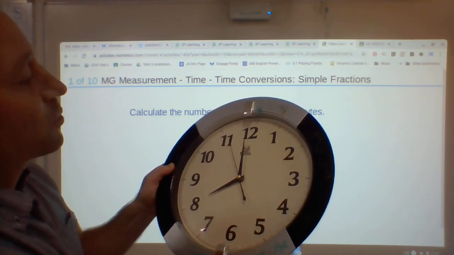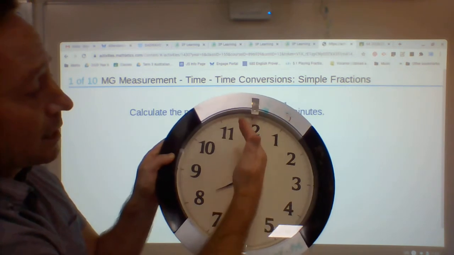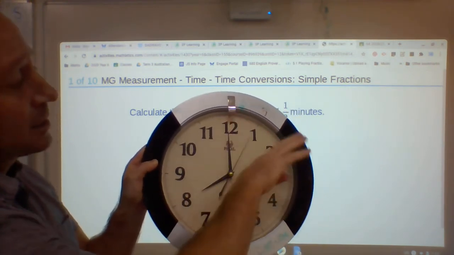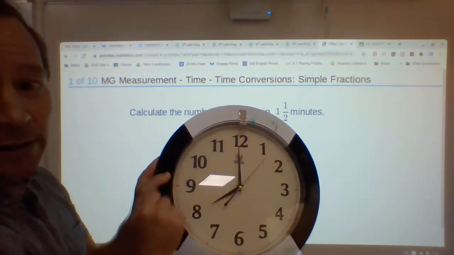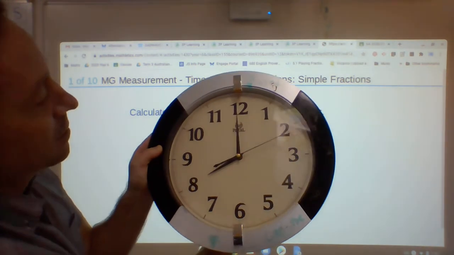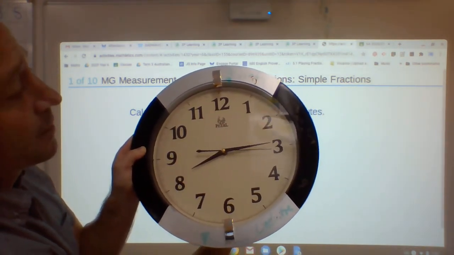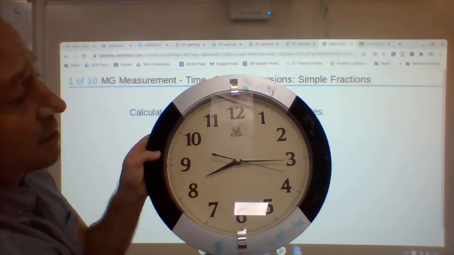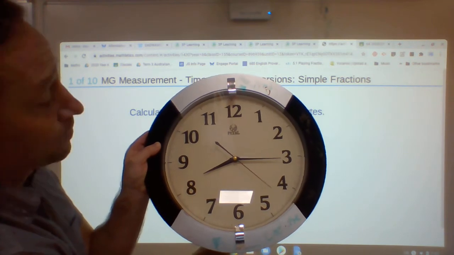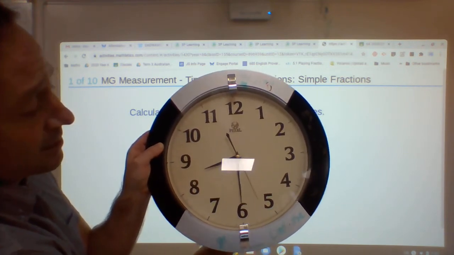Right now, it's pretty much saying 8 o'clock. So if I turn my minute hand to 3, that means it's travelled a quarter way around the clock. That means it has gone 15 minutes past 8, or 8:15 if you were saying it on a digital clock. Down here, it's gone all the way around to the 6.